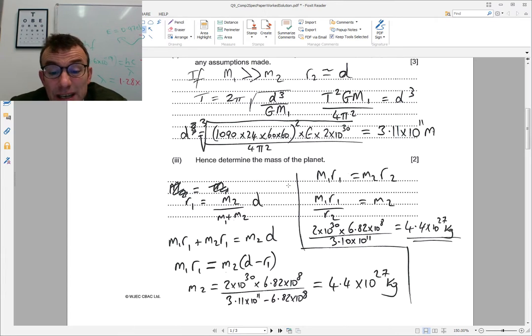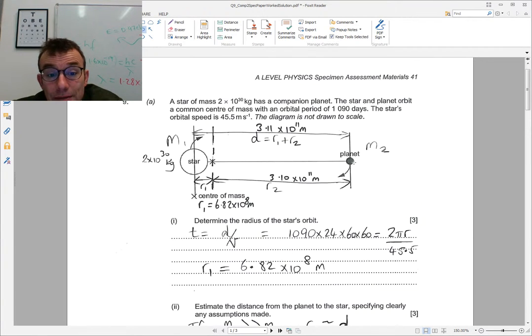But actually, a much easier way of doing it, it's the same thing in essence, is a conservation of angular momentum method. M1R1 equals M2R2. And if you've written the distances in up here, R1 and R2, in order to get R2, all I did was subtract this answer, 6.82 times 10 to the 8, from D, which is what we worked out in part B. You get almost the same, 3.10 times 10 to the 11, rather than 3.11 times 10 to the 11. Very little difference because R1 is so much smaller than R2.